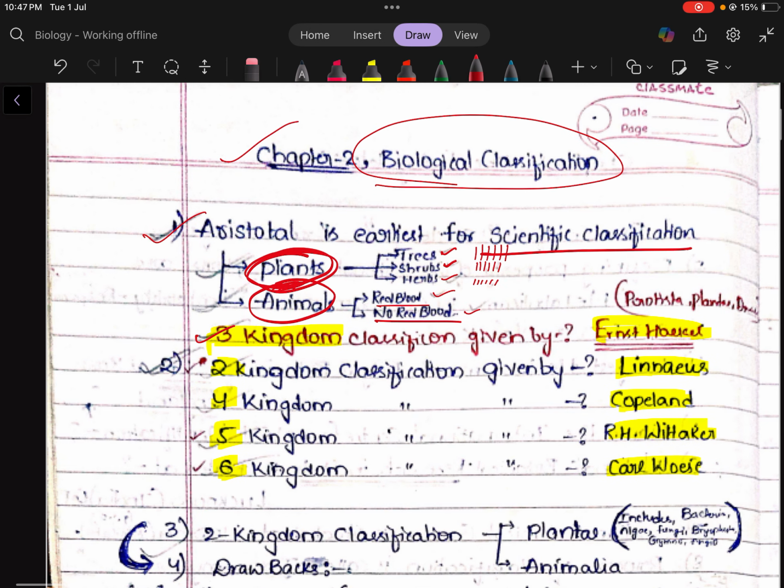And three kingdom classification is given by Ernest Haeckel, and two kingdom by Linnaeus, and four kingdom by Copeland, five kingdom by Whittaker, six kingdom by Carl Woese.